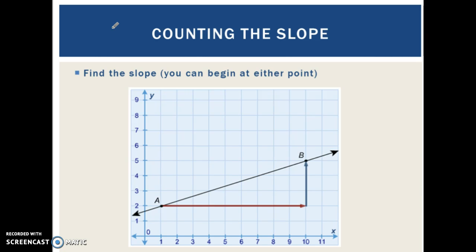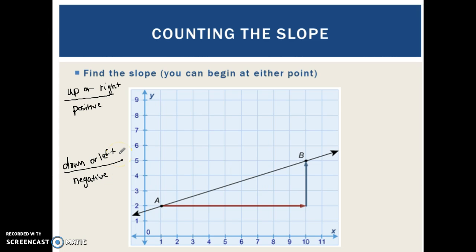As we're counting the slope, if you are counting up or you're counting right, those are both positive distances. So we would say that it's a +5 or a +8. If we ever count down or we're counting left, make sure you note those as negative numbers.